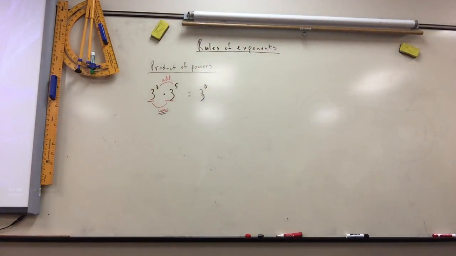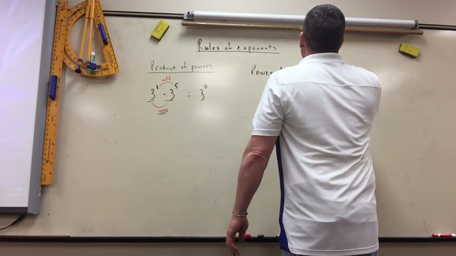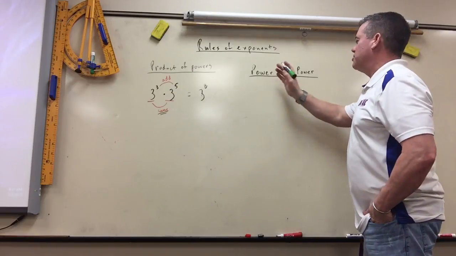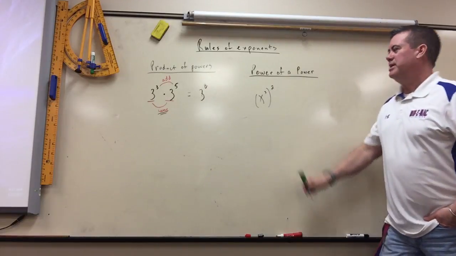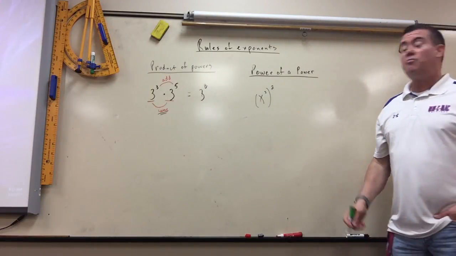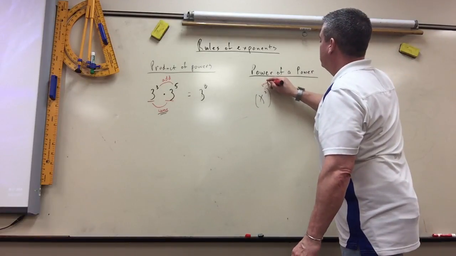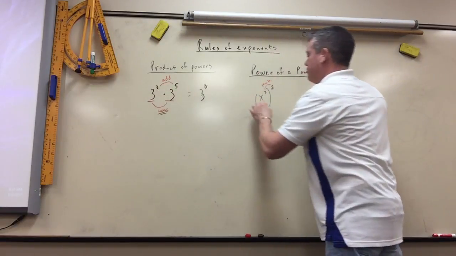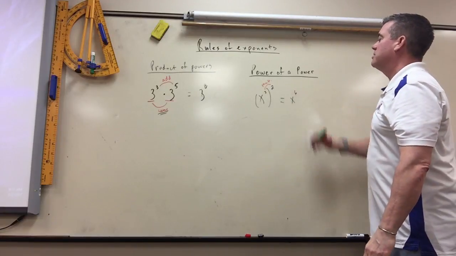Then we've got a power of a power. So a power of a power is x to the third raised to the second. You got a power raised to another power. You multiply, right? So if there's 2 of them, you add them, but if it's just one thing raised twice, you multiply them. So this would be x to the 6th.